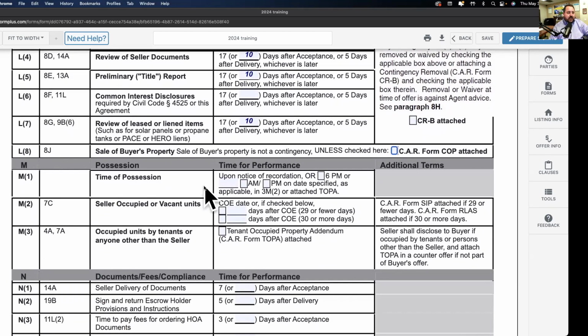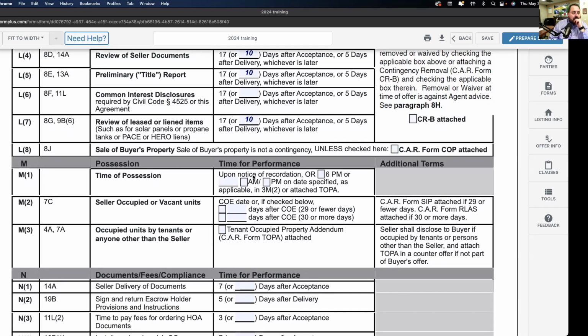Time of possession. This is not occupancy. This is just ownership. Okay? Time of possession. This is if there's a seller-occupied, or if there's tenant-occupied in the units. This is just time of possession when I get it. This is when I get the property, when I own it. So the default is I get it upon the notice of recordation. That's the default. That's when I am the owner. As soon as it records, I'm the owner. That's how it works.